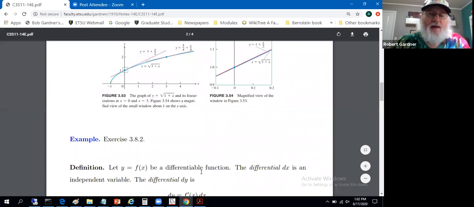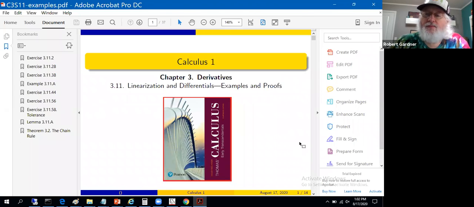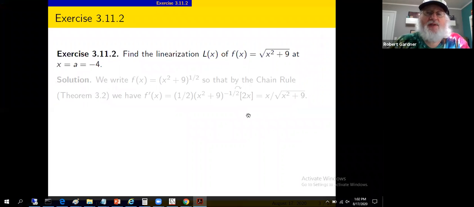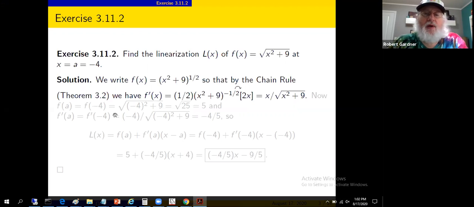Let's look at exercise 3.8.2 in the supplements, where they simply ask us to find the linearization L of x of f of x equals the square root of x squared plus 9 at a equals -4. Okay. How about we write f of x as (x squared plus 9) to the 1/2, change the square root for a 1/2 so it's easier to use the chain rule.